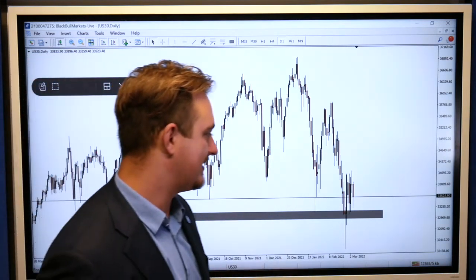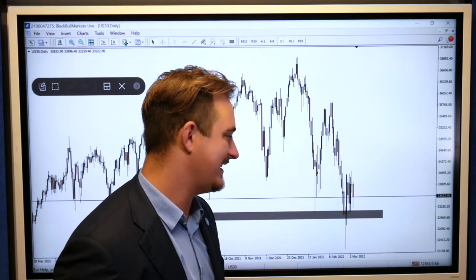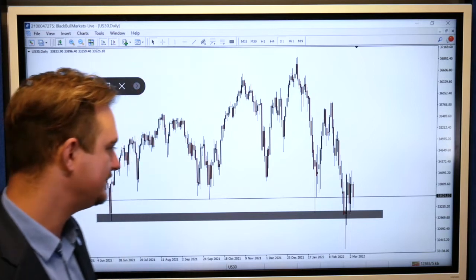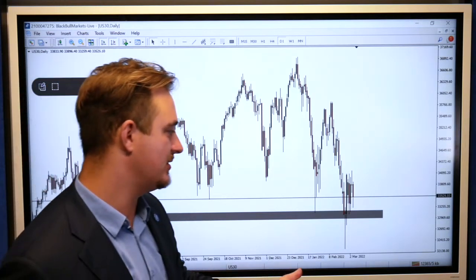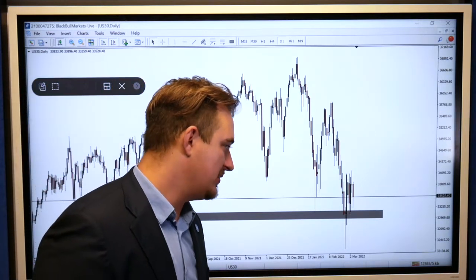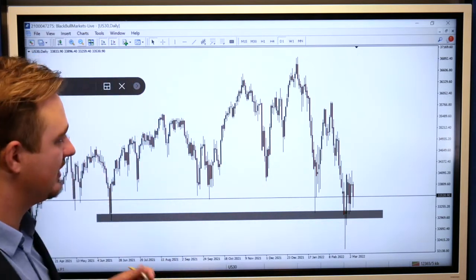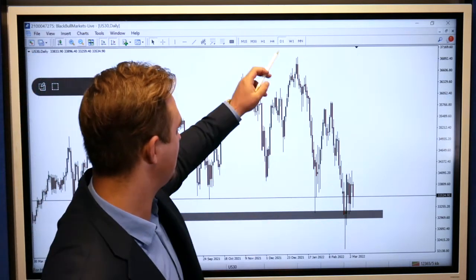Looking here at 32969.60 is kind of where we're struggling to push down through. It can actually be 3260-ish. We can see the market's really struggling to break through. So again, roughly around that psychological level.